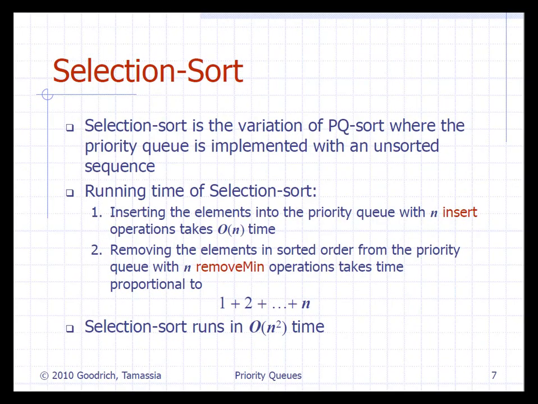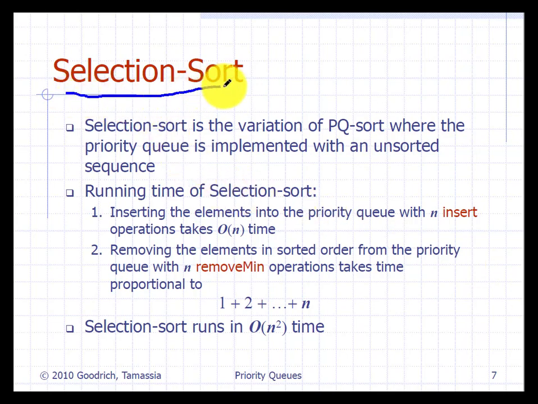Right. In the previous slide, you saw that you could implement a sequence-based priority queue using an unsorted list or a sorted list. So there are two sorting algorithms that come about through the implementation of the priority queue based on using an unsorted list or a sorted list. If you use an unsorted list, you can implement a sorting algorithm called selection sort. And if you use a sorted list to implement a priority queue, you can build a sorting algorithm called insertion sort. And we're going to look at these two algorithms now.